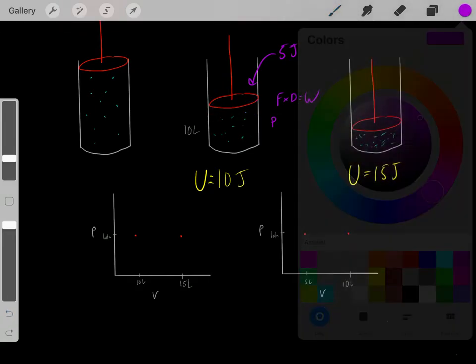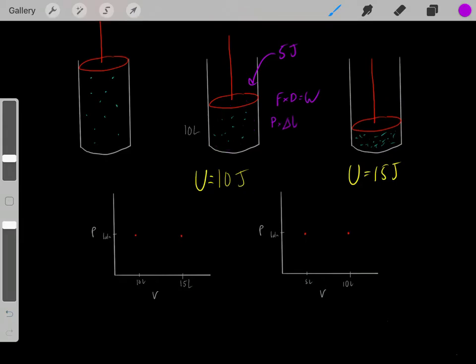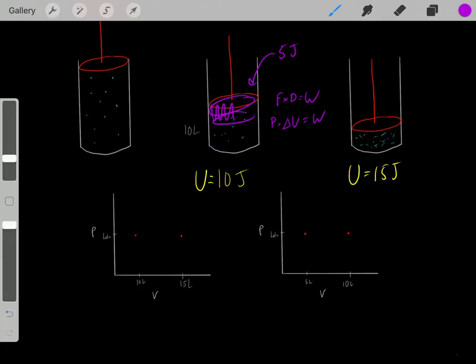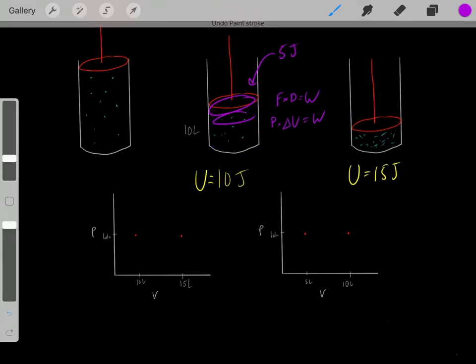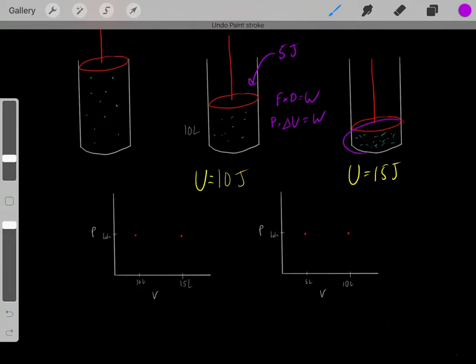What's important to note is if you know the pressure of the system and you know the change in volume, then you can find out how much work you must have done. Based on what the pressure was and this change in volume that we saw, we could calculate how much work we had done. And we said we did 5 joules of work. So the key point is when you compress a gas, you're doing work on the gas and the gas raises its internal energy.